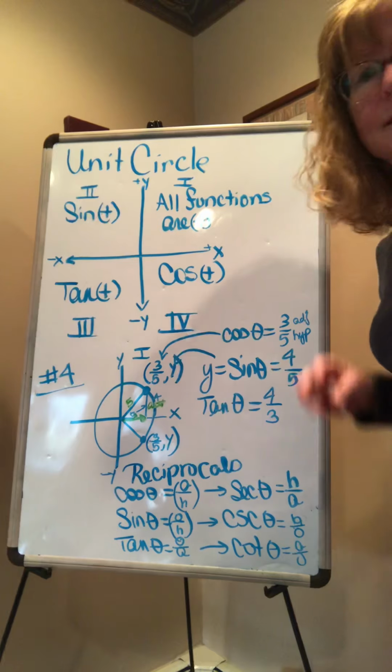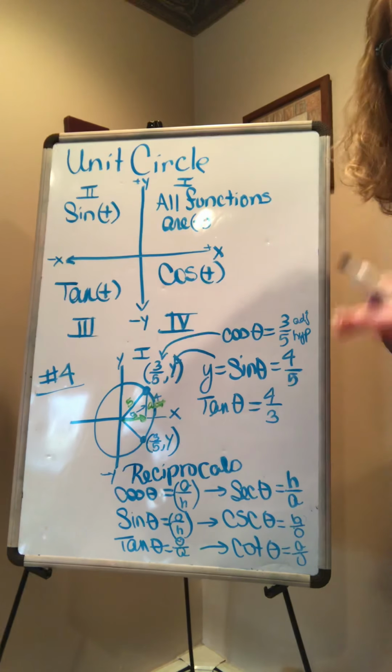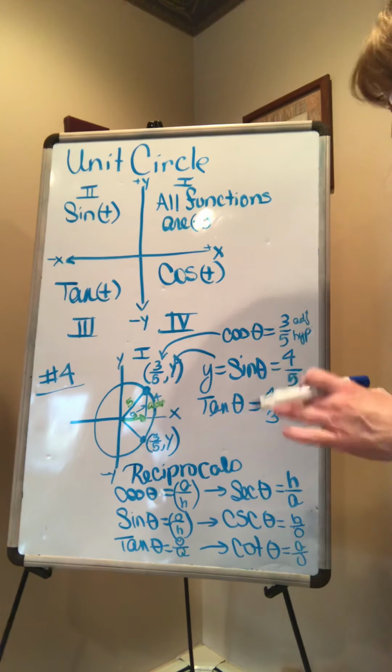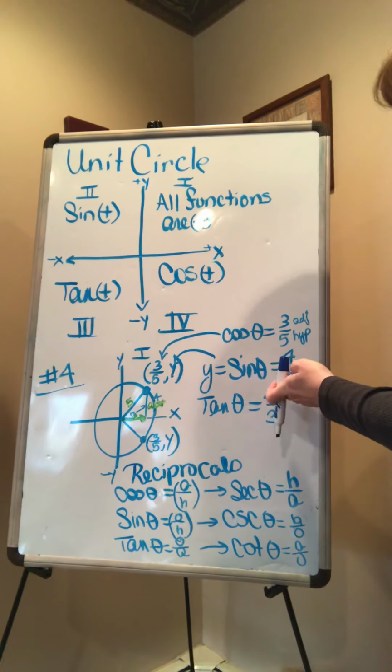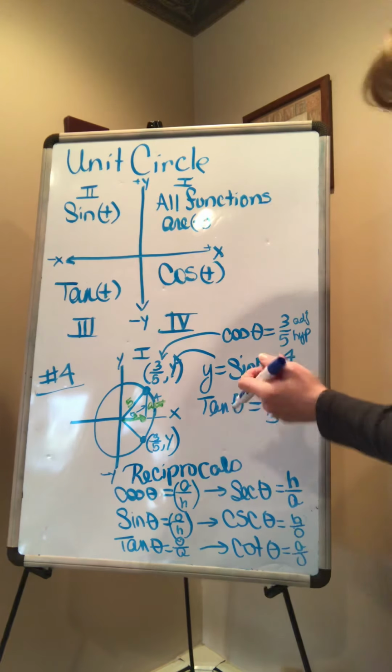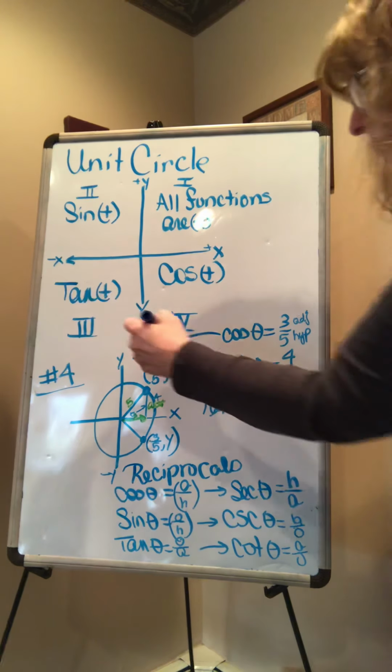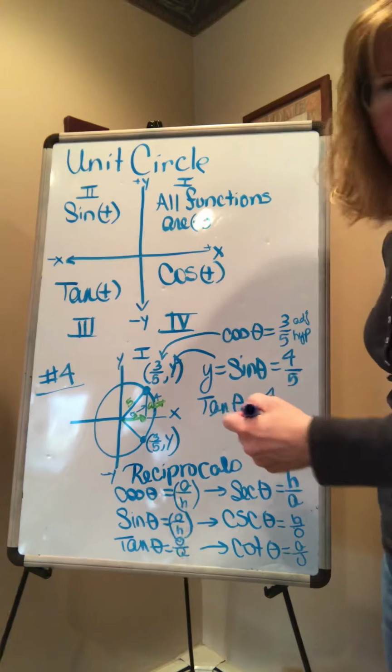We have 6 trig functions. Now, you only dealt with 3 of them up until this year, but now we're going to not only take our trig functions, we're going to flip them over. And all of this right now is quadrant 1. I am only talking quadrant 1 right now.